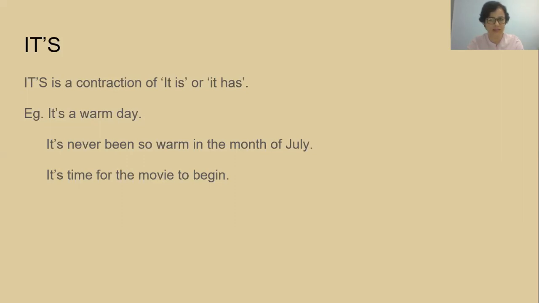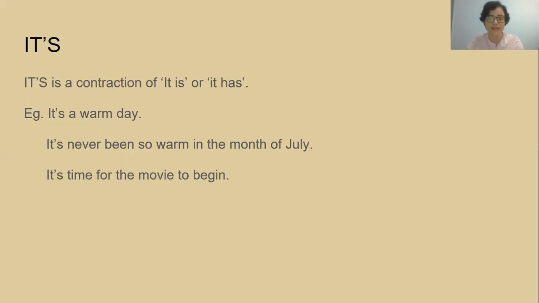Does it make sense? No. Let's try with it has. I've seen that cat before with a piece of ginger in it has mouth. Definitely not, right? So all you need to do when you see a sentence like this is to see if you can substitute its for it is or it has. And if you can, then you use the apostrophe.